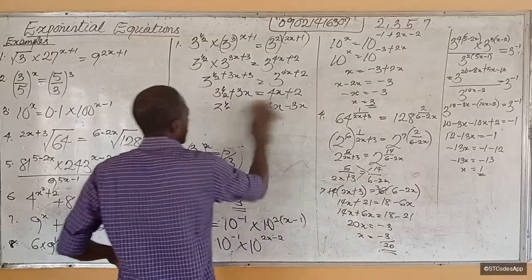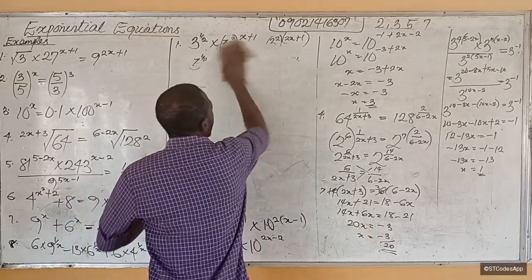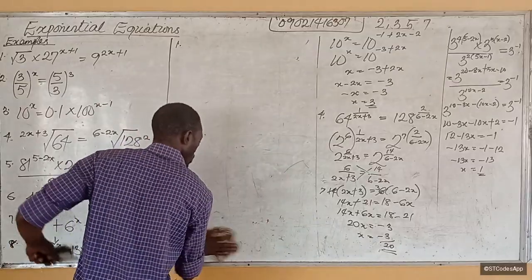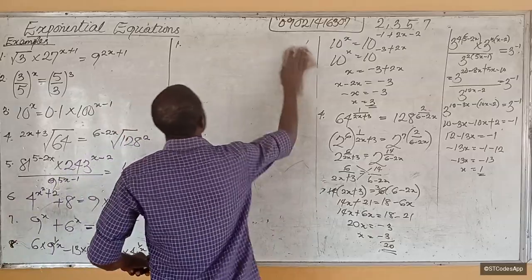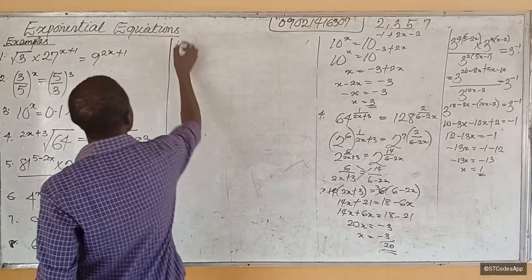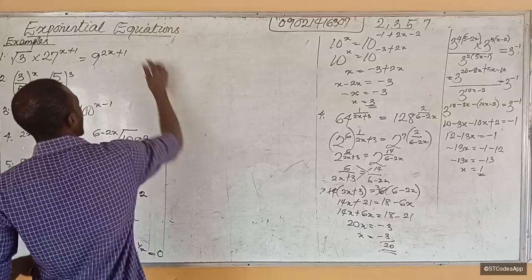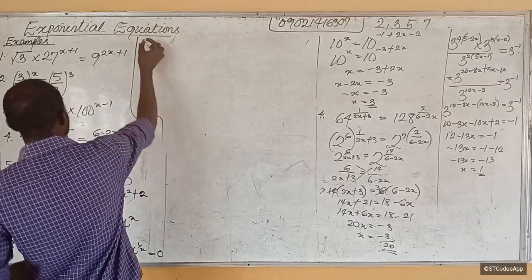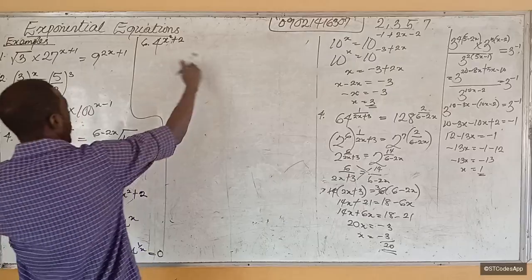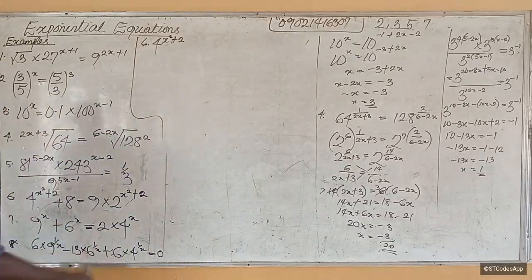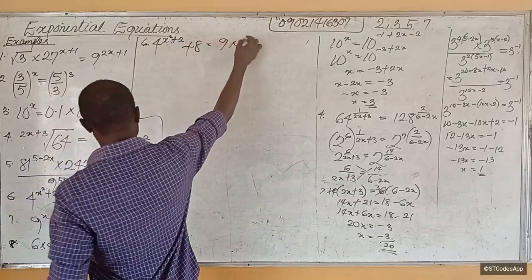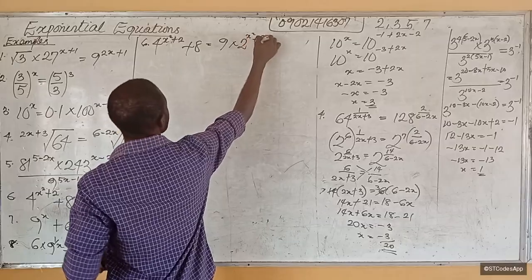I want you to look carefully at where I'm going to solve it. I have number 6. 4 raised to x squared plus 2. This is power of power, okay? I didn't give you that rule, but it's pretty much easy. Equal to 9 times 2 raised to x squared plus 2.